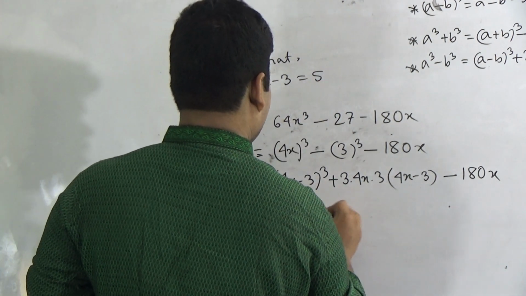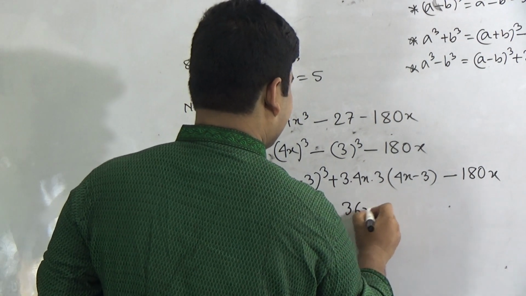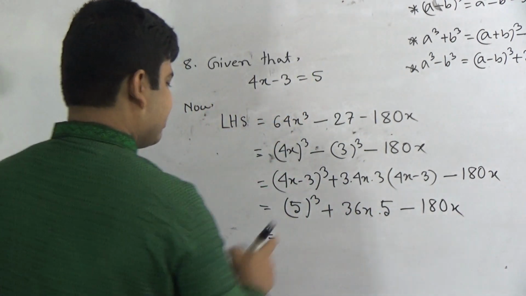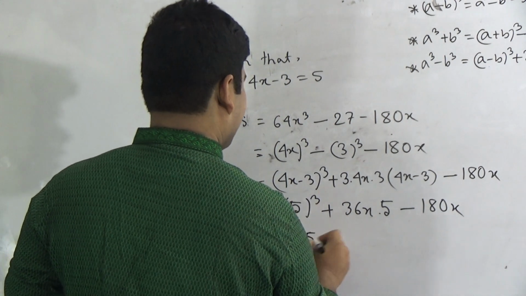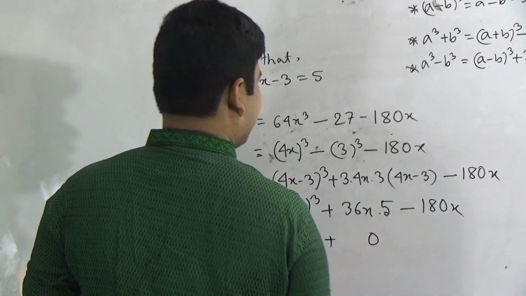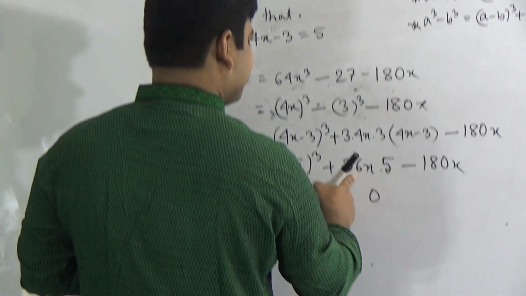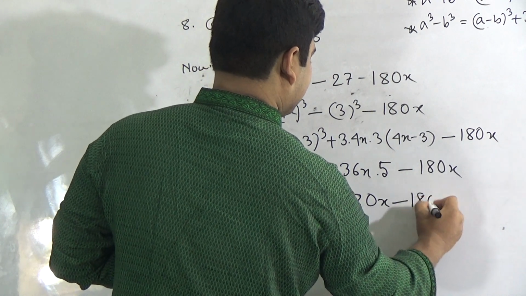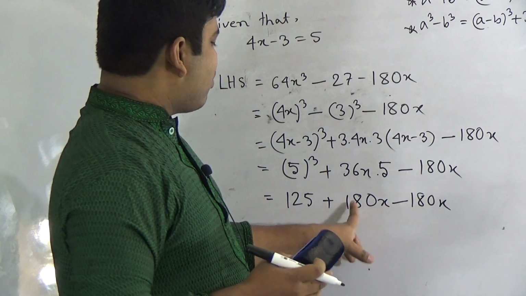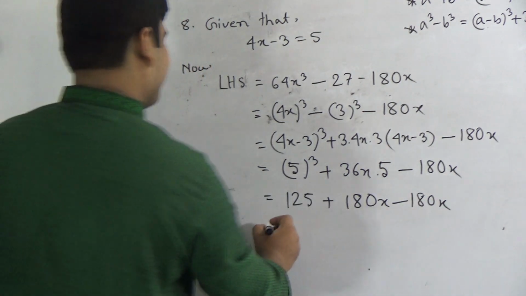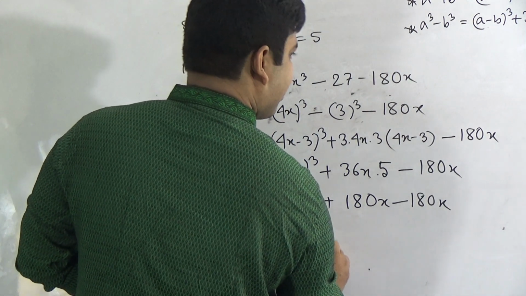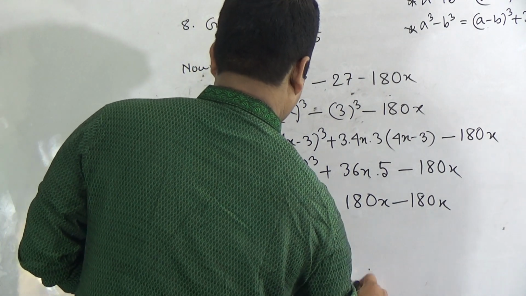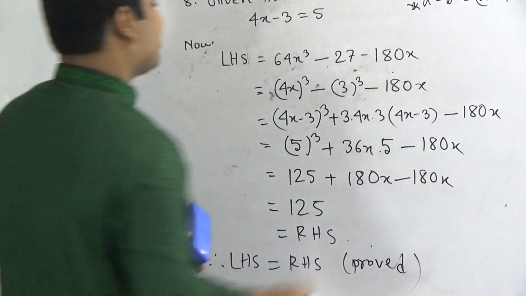So 5 cube plus 3 fours are 12, 12 threes are 36x into the value of 4x minus 3, which is 5, minus 180x equal to 5 fives are 25, 25 fives are 125. Now we multiply these two numbers: 5 sixes are 30, carrying 3, 3 fives are 15 plus 1 plus 3 is 18. So 180x minus 180x, with subtraction, we get 0. So 125 remains. This is the RHS. So LHS equal to RHS, proved. If you don't write this, then some marks are deducted from your answer script.